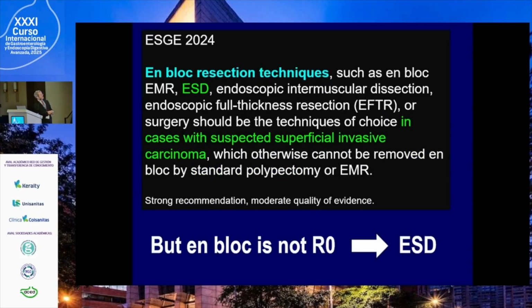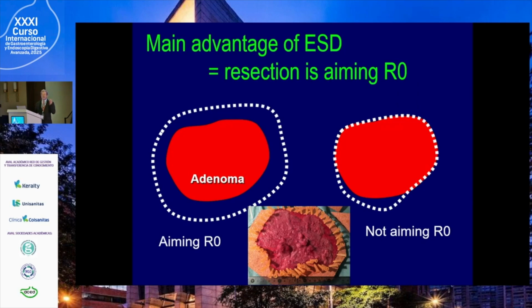Because of course this is ESG, they recommend ESD, they recommend en bloc EMR, a lot of techniques, when you have a case with suspected superficial invasive carcinoma. But in fact, en bloc is not R0. That's why I recommend ESD, okay? This is a weak guideline. So the main advantage of ESD is resection aiming at R0, okay?